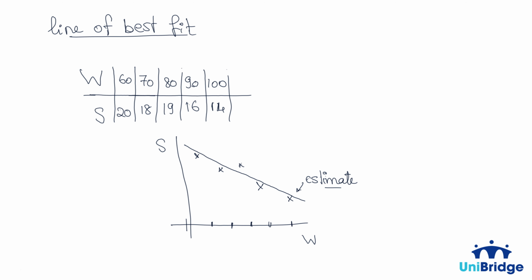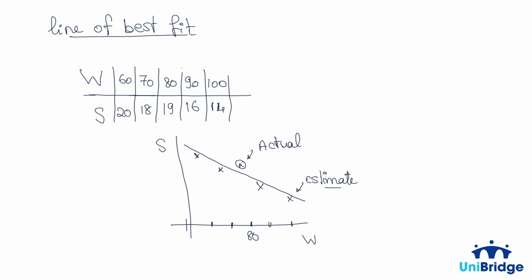And why do we consider it an estimate? Because it actually does not represent real life. So real life says that if someone has a weight of 80, from the data collected, he should have a speed of 19, which is this point. So this point, we call it the actual point, because this is the one we actually measured, right? But the line, we write it as an estimate.